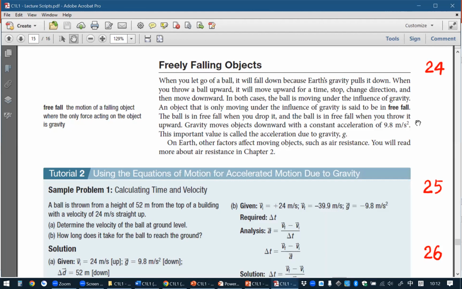On Earth, other factors affect moving objects, such as air resistance. You will read more about air resistance in the next chapter. We'll study that in the next chapter, okay?